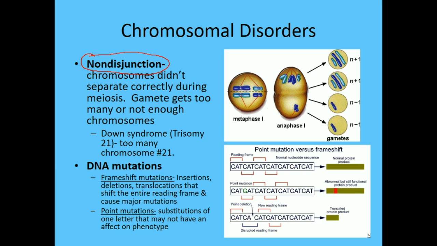If you look in the upper right corner here, this image shows that the first two cells would end up with one extra one, and the bottom two cells end up with one less. So like I said, it can be too many or too few.